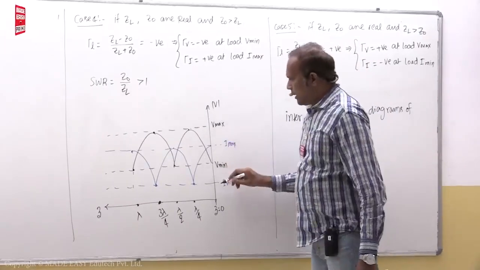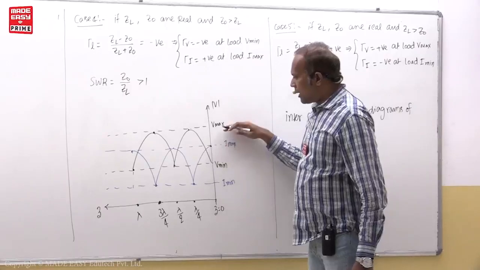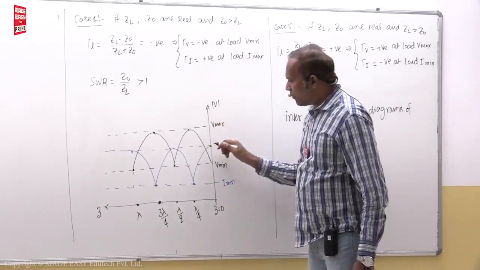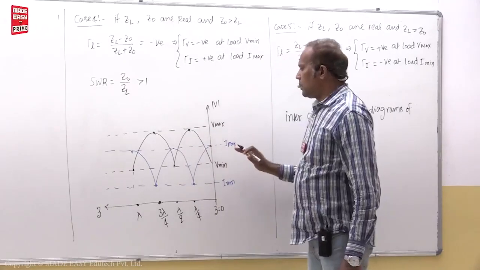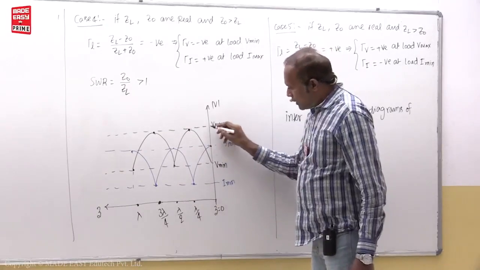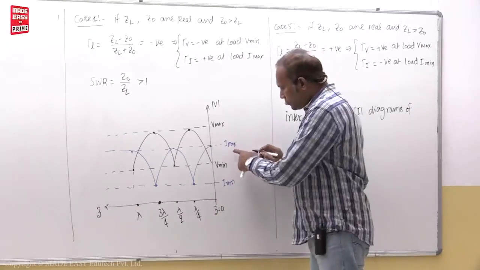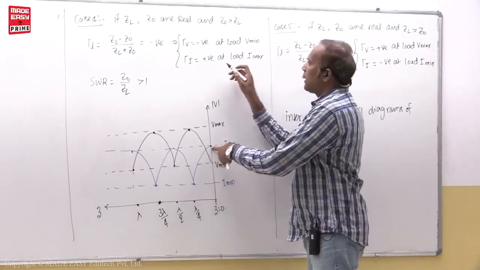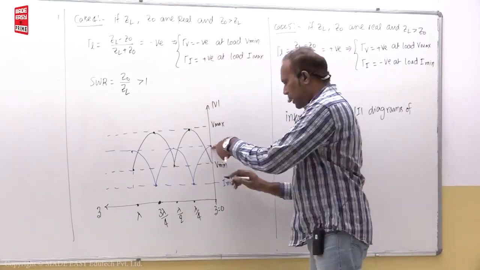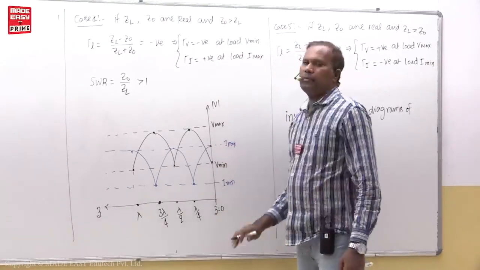You can see here maximum current at load. Don't confuse, the V maximum is not at load, V maximum is here at this distance. So here you can see only I maximum is touching this Z equal to 0, and the voltage minimum also should touch. This one is the voltage minimum.